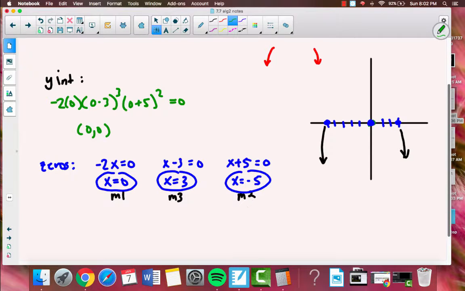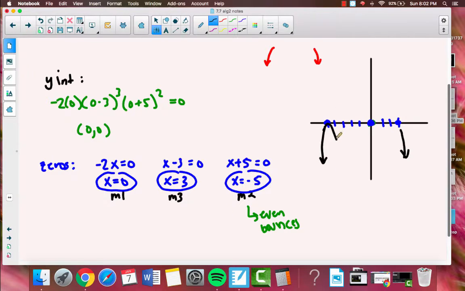That means that when it's an even multiplicity, it bounces. So what that tells us is that our graph is going to come up, hit negative 5 on the x-axis, and then bounce back down. Okay, so this is the example of what I meant when I said a bounce. It hits your zero and then it bounces back the same direction. It doesn't go right through it.